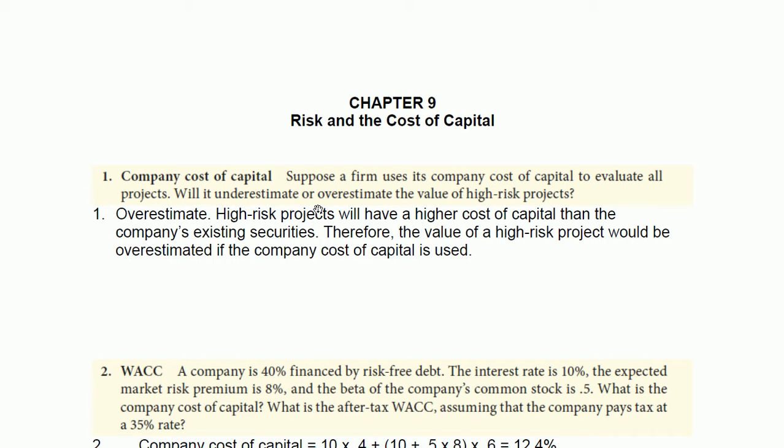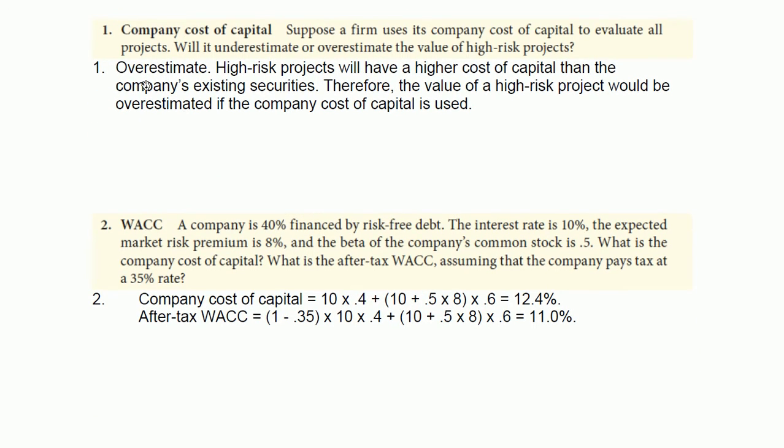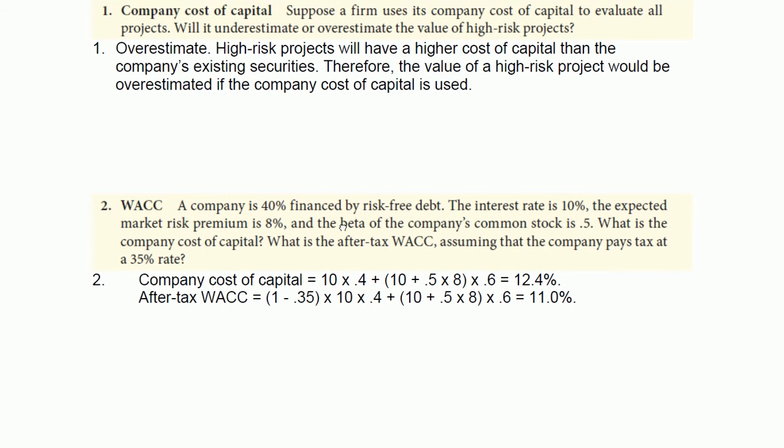Question 1. Company cost of capital. Suppose a firm uses its company cost of capital to evaluate all projects. Would it underestimate or overestimate the value of high-risk projects? The answer is overestimate, because high-risk projects will have a higher cost of capital than the company's existing securities. Therefore, the value of a high-risk project would be overestimated if the company cost of capital is used. It's just basically some definition.